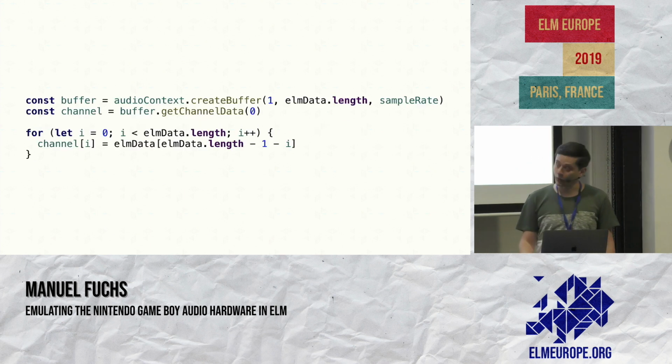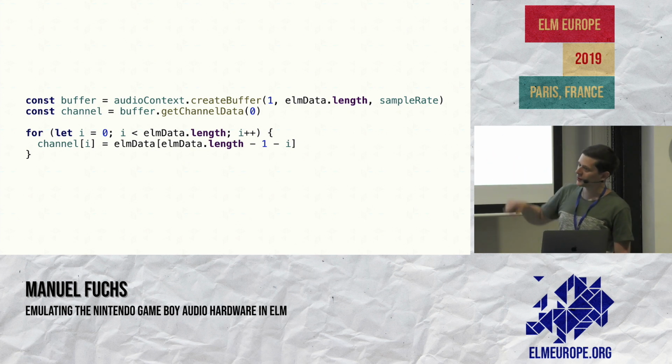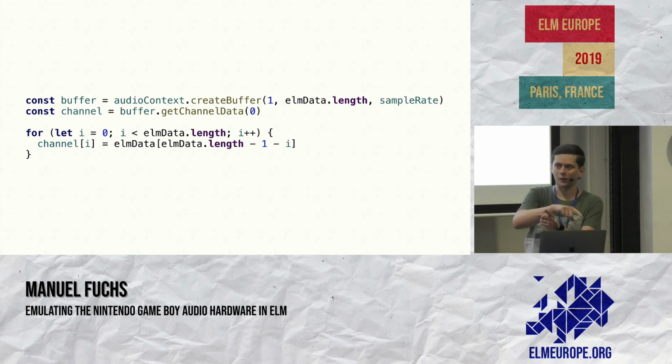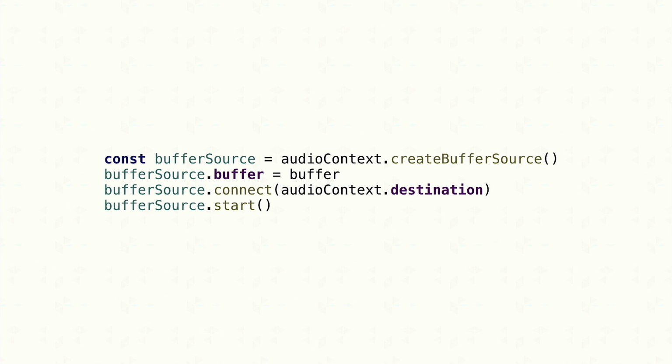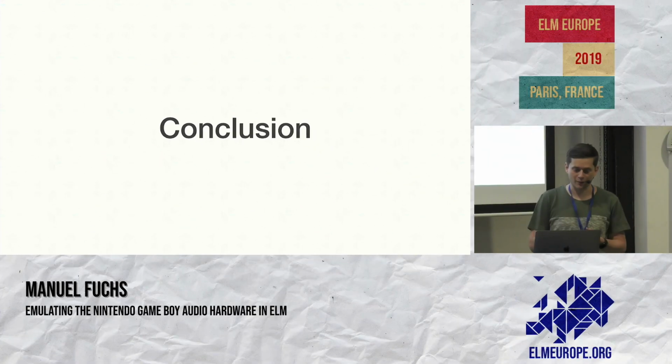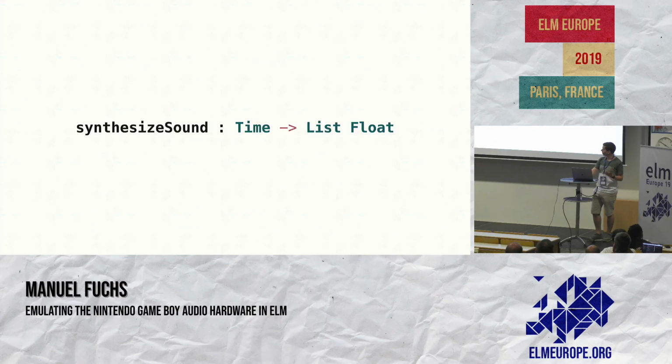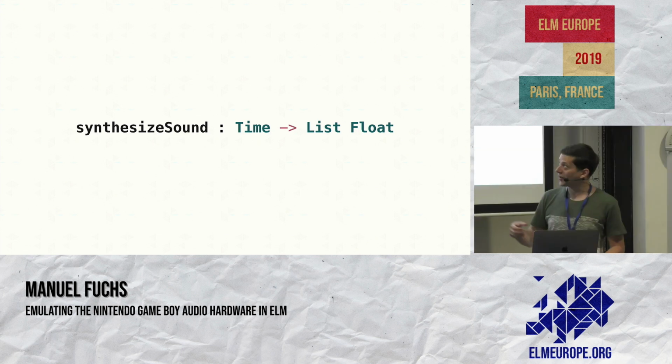In JavaScript land, I will just copy the PCM samples that we produced into a Web Audio channel buffer. And note that we do this in reverse because we created our audio buffer in reverse in Elm because it's faster to prepend to a list. Then next, we just create a buffer source and connect it to the destination of the audio context and start playback. And the user now hears what we have produced. And with this, we have all we need to produce the iconic beeps and blips of the Game Boy. In the end, we've just written one big function that takes an amount of time as a parameter and produces a list of floats. And that's really all it takes.